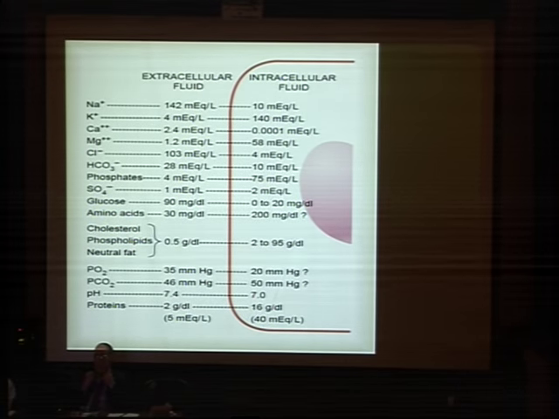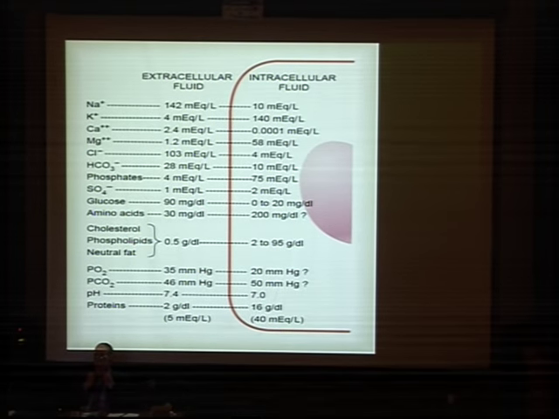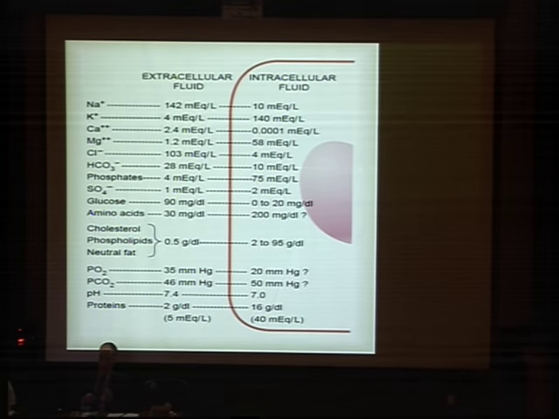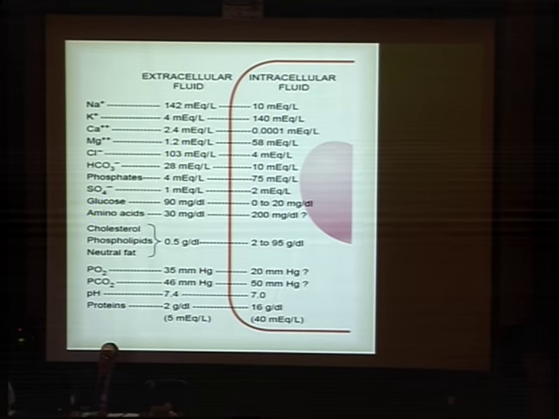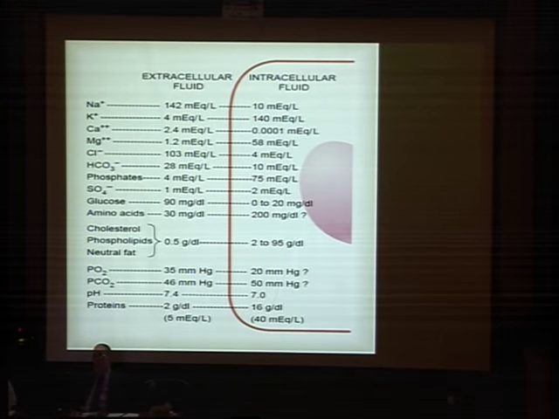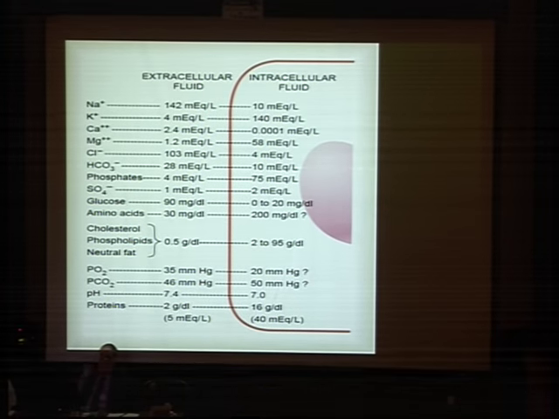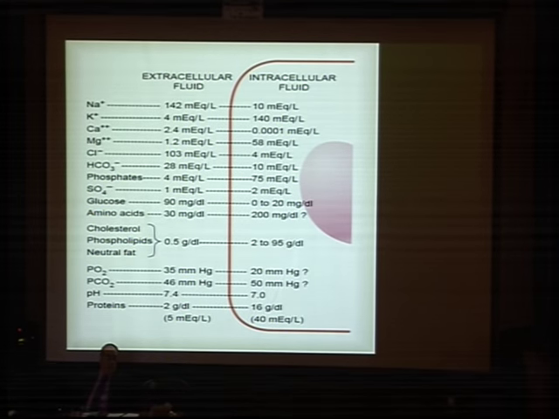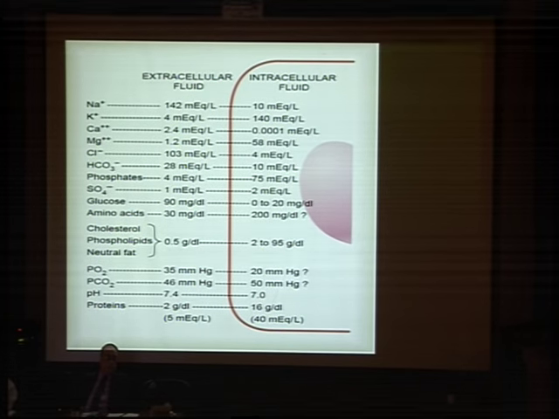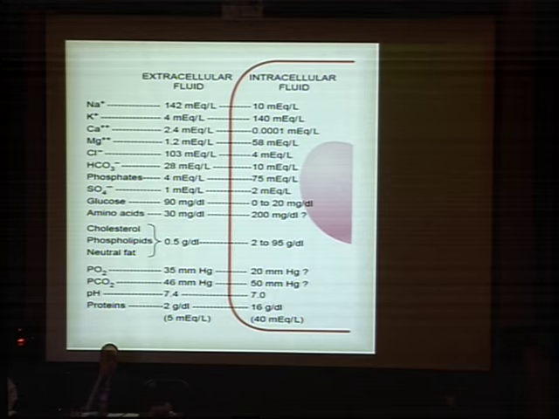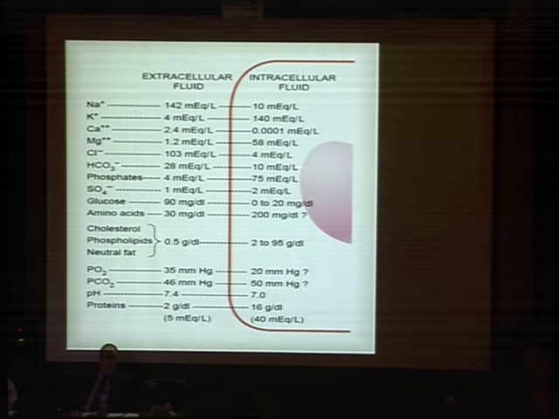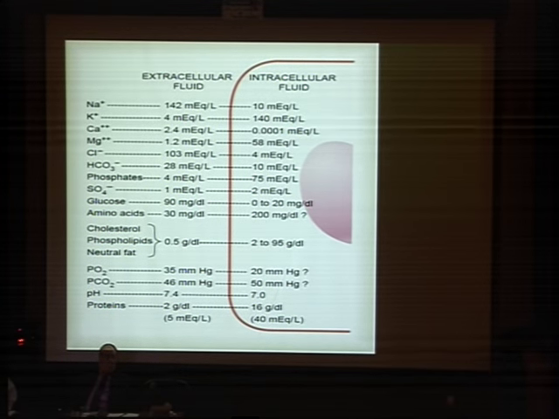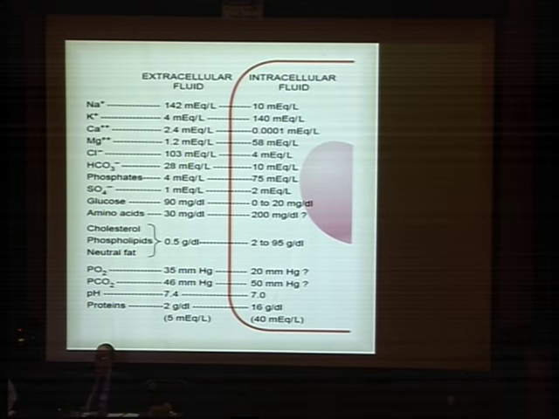But don't be fooled by the milligram per deciliter of glucose or amino acids, because this does not speak the truth. You have to talk about the molar concentration, which is milliequivalent or millimole per liter. If you change glucose to millimole, it is only 5 millimole per liter. So the difference is great, actually. This means that sodium is the major controller of the concentration outside the cell, while potassium is the main contributor to the molar solute concentration inside the cell.